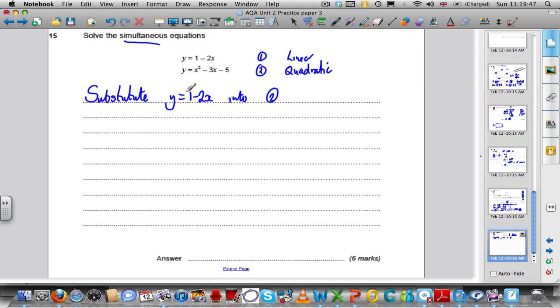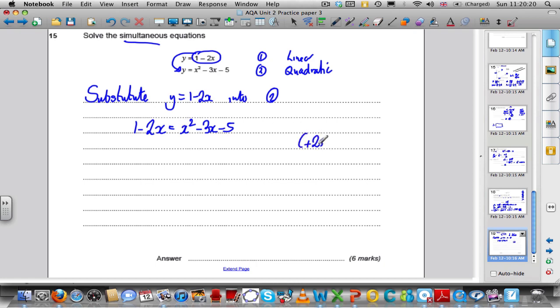Now by that I mean, where I see y in equation 2, I'm not going to have y anymore, I'm going to put 1 minus 2x in its place. So my next line would therefore be that 1 minus 2x must be equal to x squared minus 3x minus 5. Remember, all I've done is, instead of putting y in, I've put in 1 minus 2x into equation 2. I have a quadratic equation because it's got an x squared and an equals. I can't solve until I make it equal to 0.